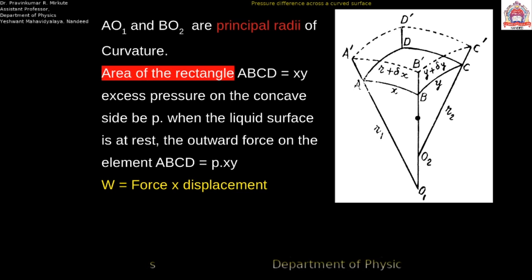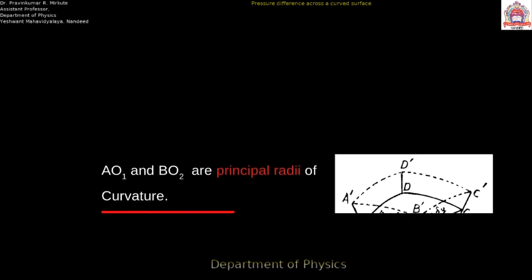So we can write W is equal to force into displacement. What is the force? The force is nothing but P times xy. And what is the displacement? For the small elemental area, A to A dash or B to B dash or C to C dash or D to D dash, it is delta z. So we can write work done equals P xy times delta z. This is equation 1.